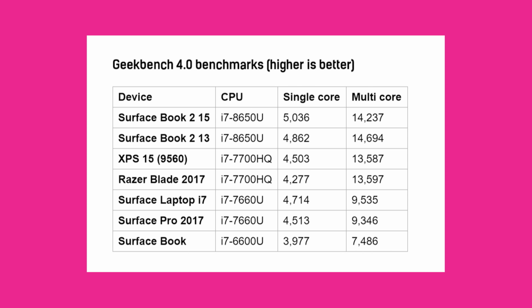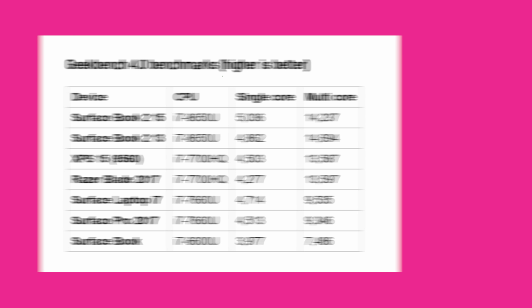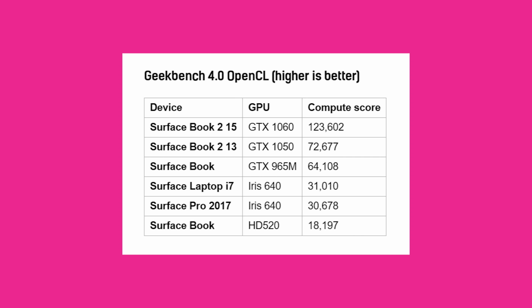Turning to benchmarks, in Geekbench 4.0 the Surface Book 2 15-inch gets an amazing 5,036 on its single core and 14,237 on its multi-core. That, of course, beats the Surface Book 2 13-inch and actually every laptop I've pretty much ever tested, except maybe the Razer Blade Pro, which is a whole other level of laptop anyway. For graphics and OpenCL, Geekbench 4.0 gets 123,602. Again, it bests every single laptop that we have tested.